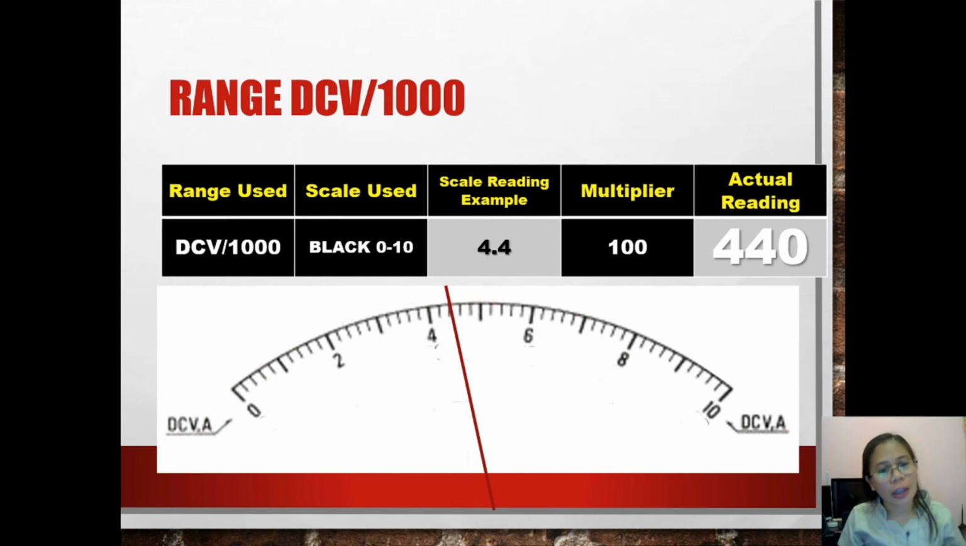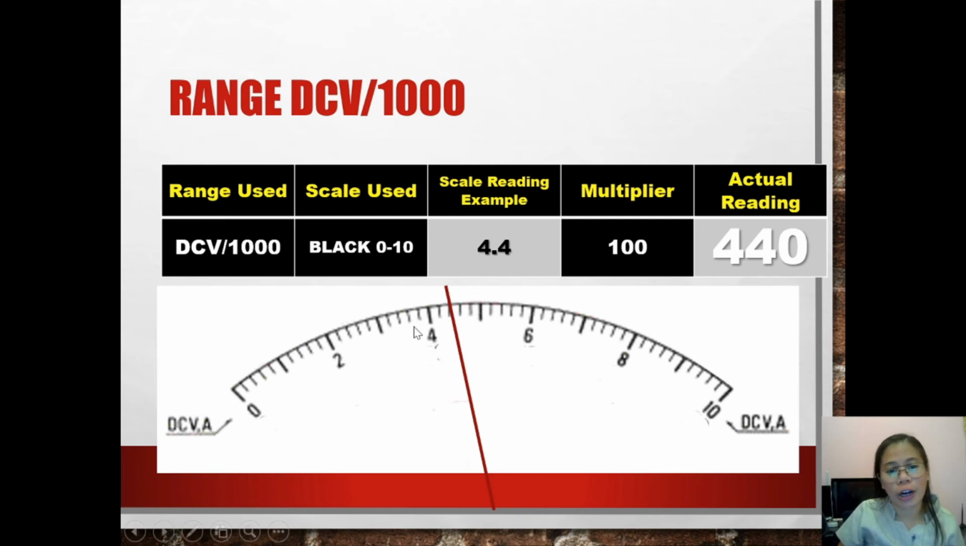Okay, let's proceed to the final range in our analog multimeter. So the range is 1000, and what do you think is the scale used? Okay, let's go back to the scale of 0 to 10. 0 to 10 for the range of 1000. We have here a scale reading example which is 4.4. Again, what is the count of each scale in 0 to 10? Very good. It is 0.2.